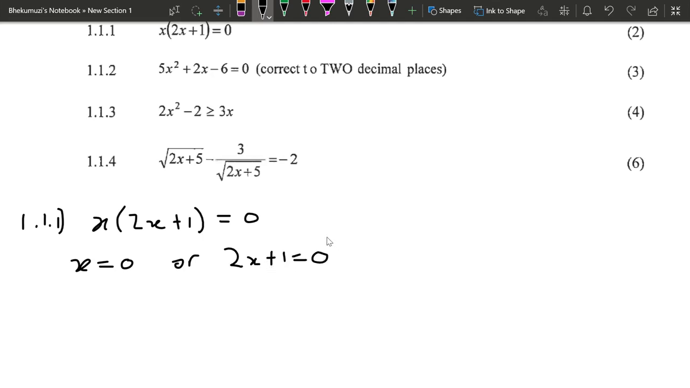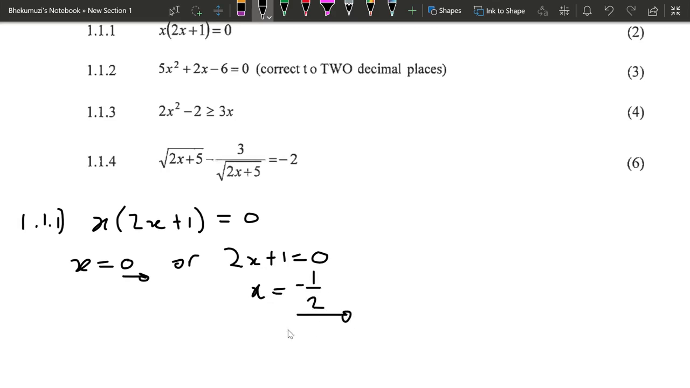And again, why is that? It's because either x is 0 or 2x plus 1 is 0 or both of them are 0. And basically that's what "or" means, right? So in this case, we know that definitely x can be equal to 0. But now for 2x plus 1, we just need to solve for x. And in this case, x would be negative 1 over 2, right?